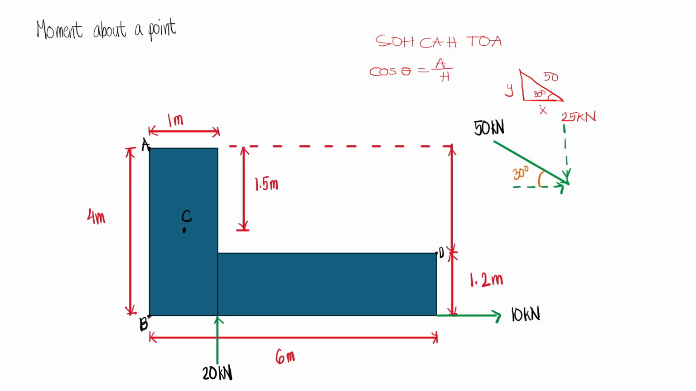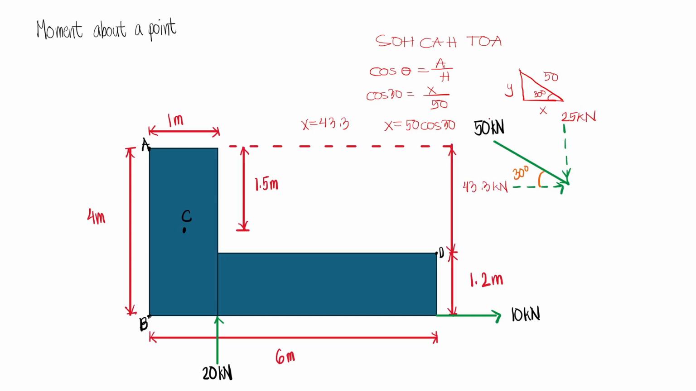Now our adjacent side is x. So we have cos 30 is equal to x divided by the hypotenuse, which is 50. So our x will become 50 cosine 30, and so our x will be 43.3. And so this is actually 43.3 kilonewtons.